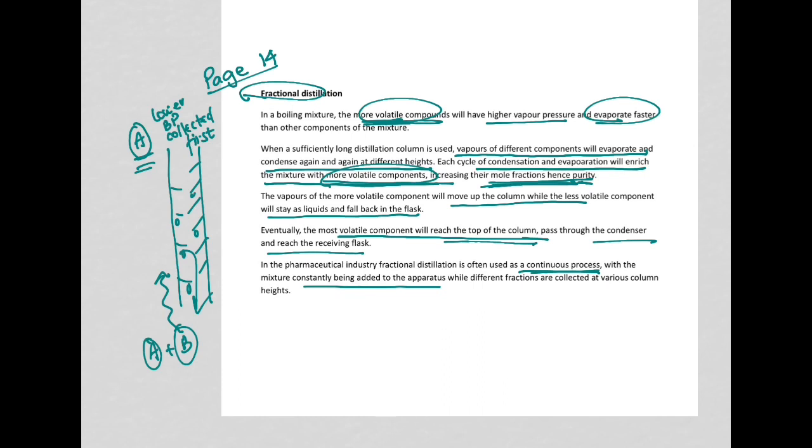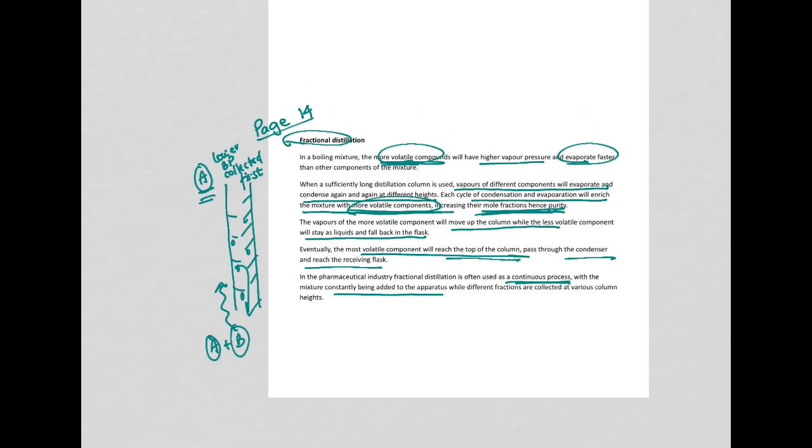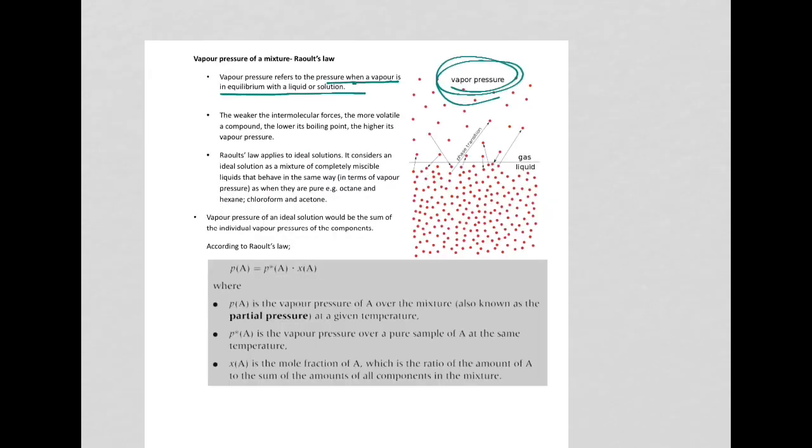Now, Raoult's law explains that as we're moving up the column, both substances will be present in a certain proportion according to their vapor pressures. Therefore, you might need to do a series of distillations to completely purify the sample. So let's see Raoult's law.